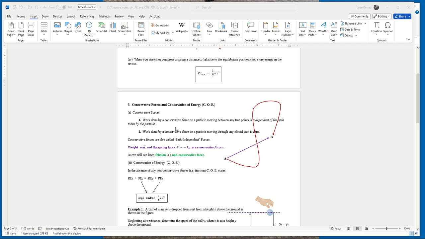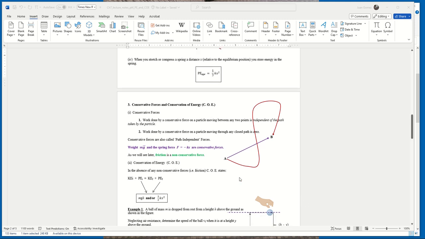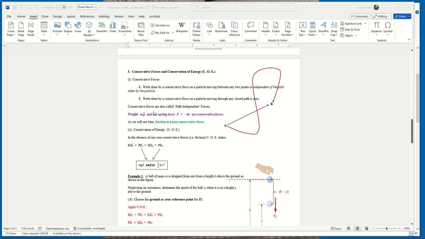And also, the work done by a conservative force moving an object through a closed path is zero, meaning you start and end at the same point. So here, suppose I start at A, take this meandering path, but then end at A. That's what we mean by a closed path: you start and end at the same point. The work done will be zero. And conservative forces are also called path independent forces.